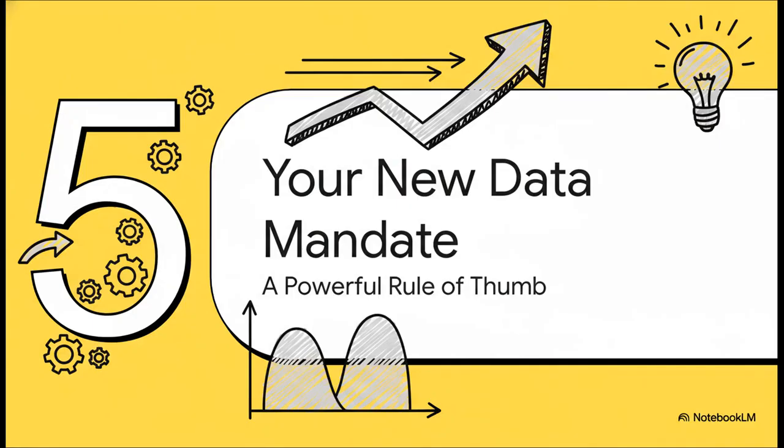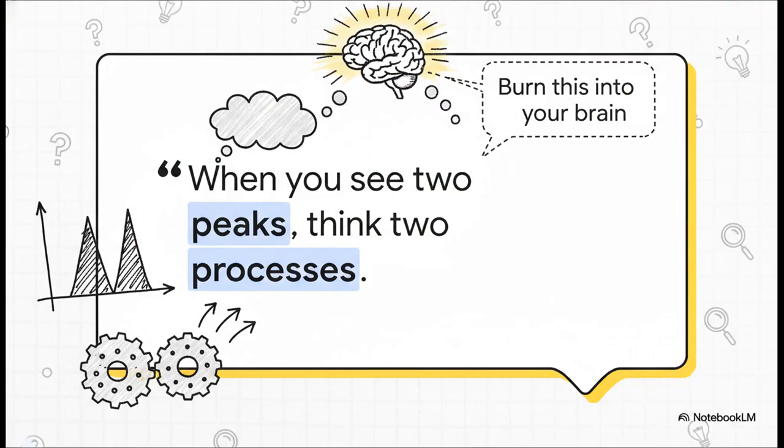So after all that, what's the one thing you absolutely need to walk away with? We're going to boil this entire concept down to one powerful, unforgettable rule. This is your new mandate for looking at data. This is it. Burn this into your brain. When you see two peaks, think two processes. It is the simplest and honestly the most powerful rule of thumb in day-to-day data analysis.